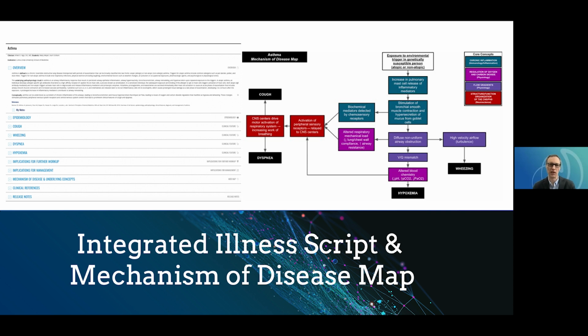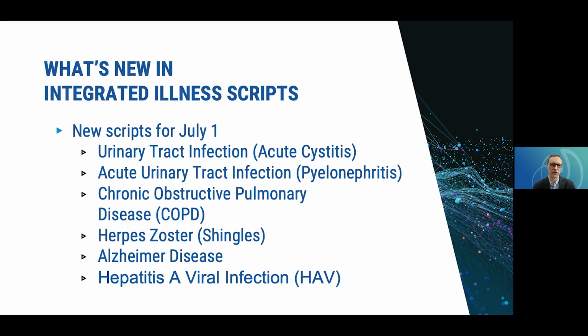Each integrated illness script also includes a mechanism of disease map. These maps illustrate the relationship between the key features of a condition and the associated basic science concepts. In the mechanism of disease map for asthma shown here, students can see the basic steps involved from an environmental trigger to clinical presentation as cough or dyspnea, for example. There are 33 integrated illness scripts currently available, with 8 more on the way this year on the conditions listed here. You can find a full list of available integrated illness scripts on Aquifer's website.